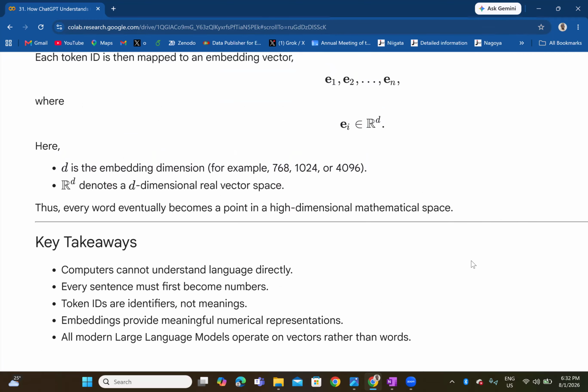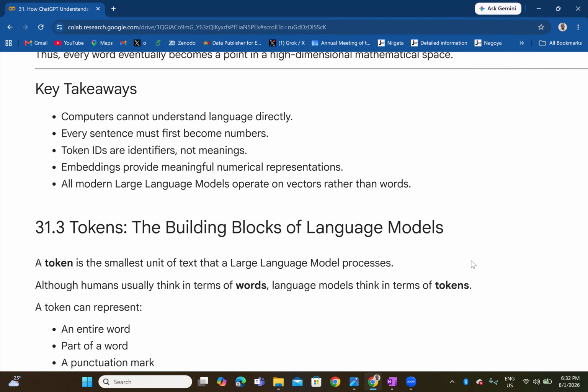So the key takeaways from this idea: computers cannot understand language directly. Every sentence must first become numbers. Token IDs are identifiers, not meanings. Embeddings provide meaningful numerical representations, and all modern large language models operate on vectors rather than words.